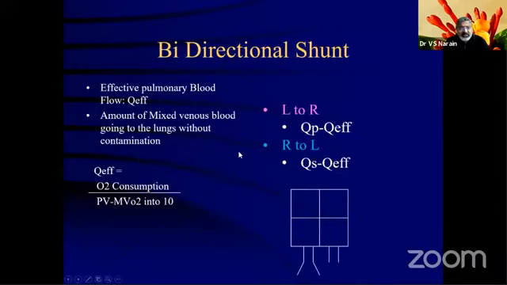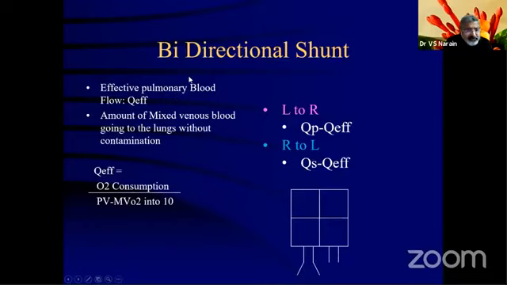Another question which is often asked, and which students always have some problem in defining, is: how do you determine shunts in a bidirectional shunt situation? How much is the right to left? How much is the left to right? And then you have the concept of the Q effective flow.